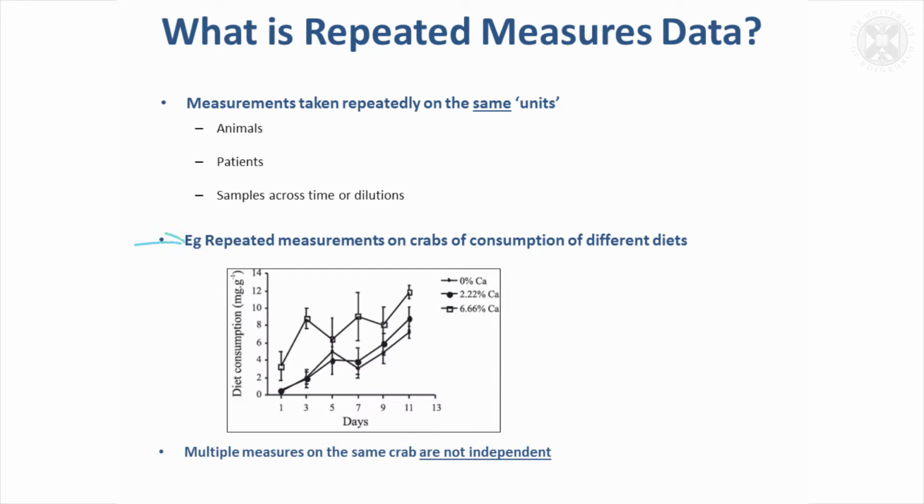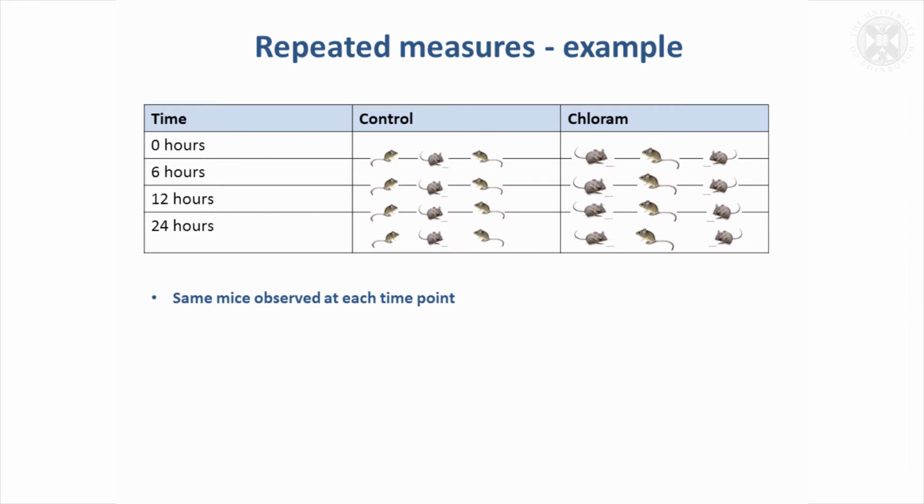So this would be an example of repeated measures data. This was an experiment of different diets on crabs, where the crabs were measured repeatedly on 3 different diets, and these are the means and the standard errors at each time point. So it looks like they were measured every couple of days. But because there are multiple measurements taken on the same crab, they're not independent, and it's important to take that into account in an analysis. Another example would be looking at different treatments that are given to mice.